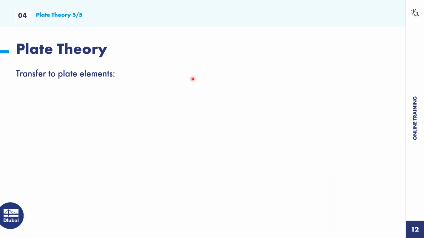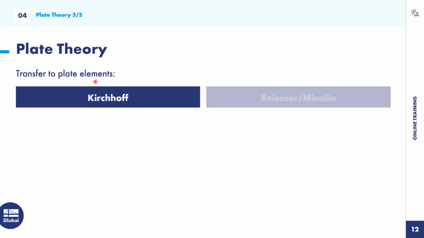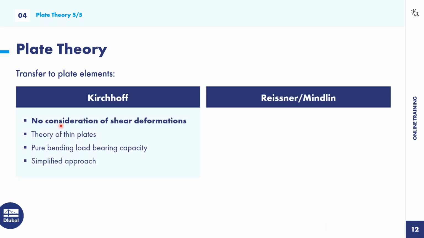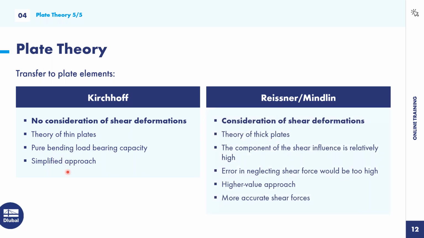Back to the plate theory, where we transfer to the plate elements again. So Kirchhoff, as a summary, has no consideration of shear deformations. When I calculate with this Kirchhoff theory, the results are good enough for thin plates. Thin plates are normal concrete plates you use in normal building structures and so on. You are considering just pure bending load-bearing capacity, and this is only a simplified approach.